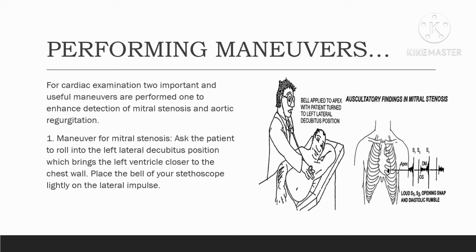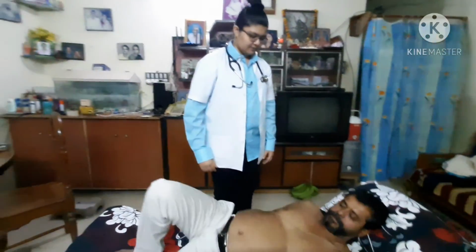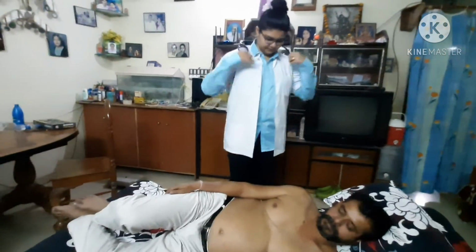Performing maneuvers. For cardiac examination, two important and useful maneuvers are performed, one to enhance detection of mitral stenosis and another for aortic regurgitation. First, maneuver for mitral stenosis. Ask the patient to roll into the left lateral decubitus position, which brings the left ventricle closer to the chest wall. Place the bell of your stethoscope lightly on the lateral impulse and hear the sound. Now you can please turn to the lateral side.